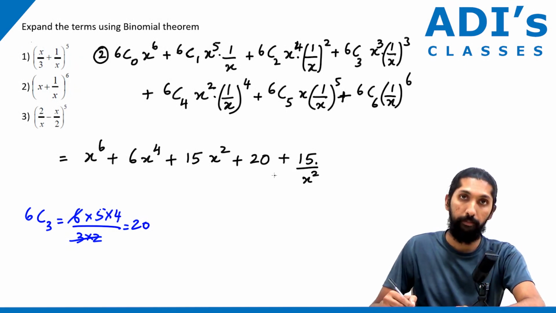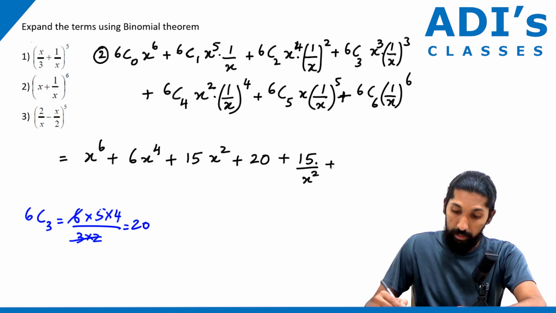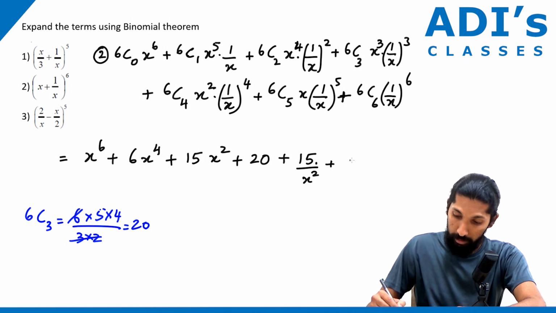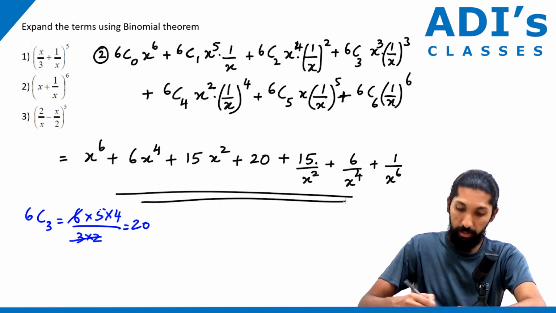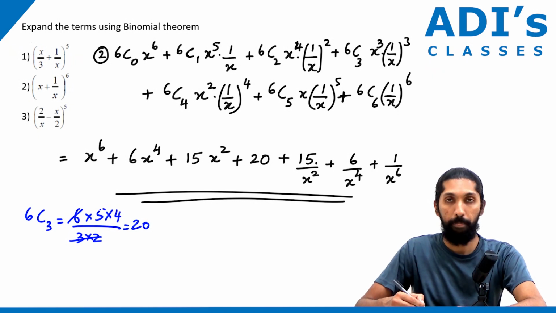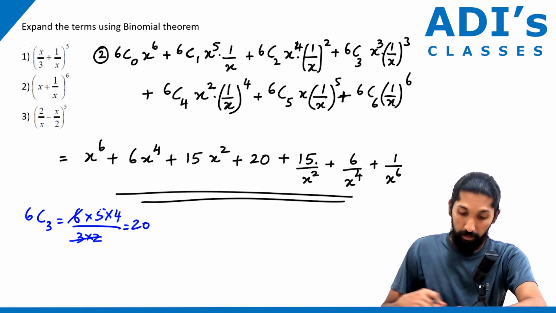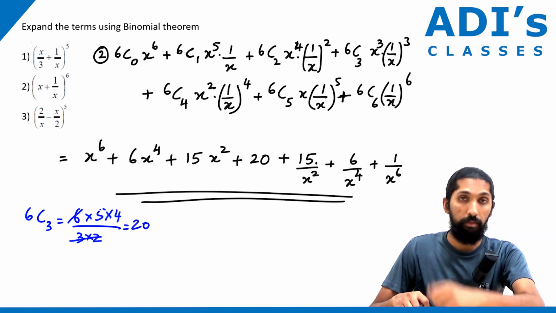Both of them are correct. Plus 6c5 is 6. 6 divided by x to the power of 4 plus 1 by x to the power of 6. See, this is going to give us the final answer. Fair enough? This is the answer for the second question. Now let's do the third one.